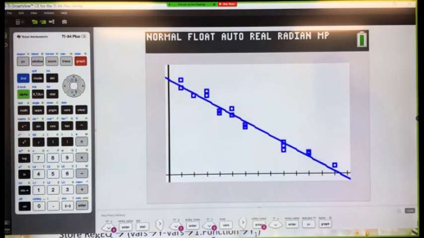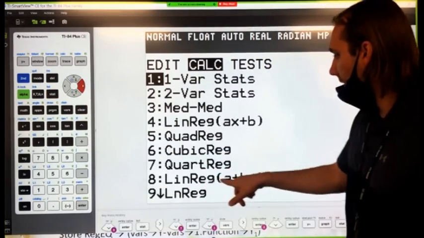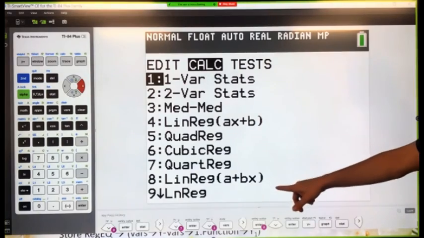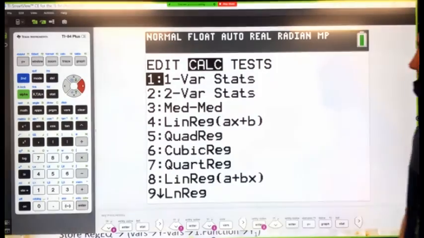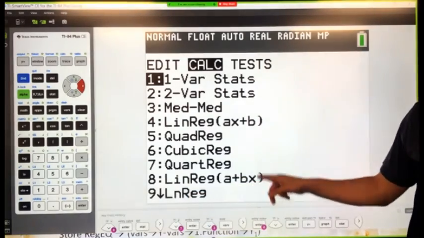So here's how you're going to graph and calculate your regression line. Stats, calculate, number 8. Use this one. You could use 4, but stats wants you to use 8. Plus, MyMathLab puts it in the format that 8 is in. So we'll stick with that.